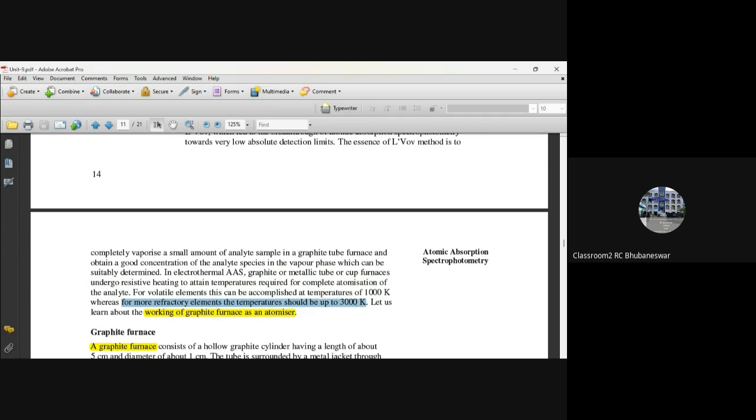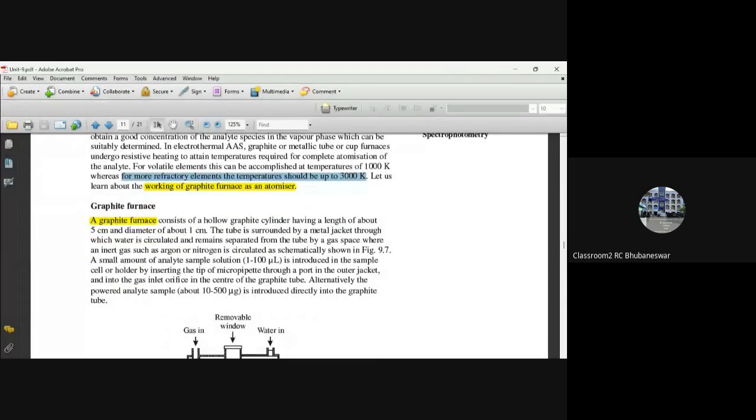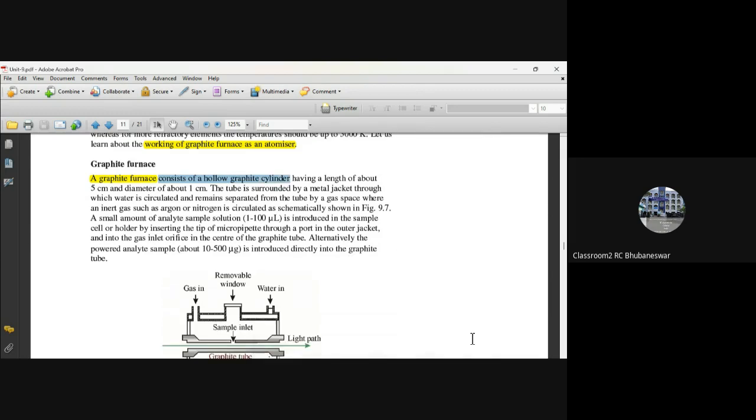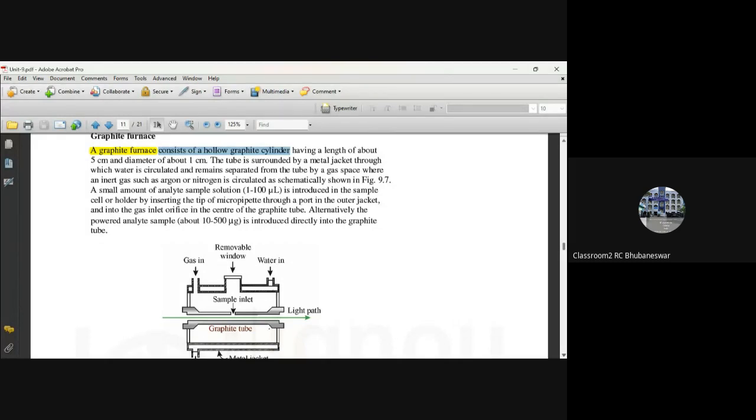So what is the working principle of this graphite furnace as a flameless atomizer? Here you will not have a flame. A graphite furnace consists of a hollow graphite cylinder. Here I am showing it below so that you can understand by seeing the figure also. It consists of a hollow graphite cylinder having a length of about 5 centimeters.